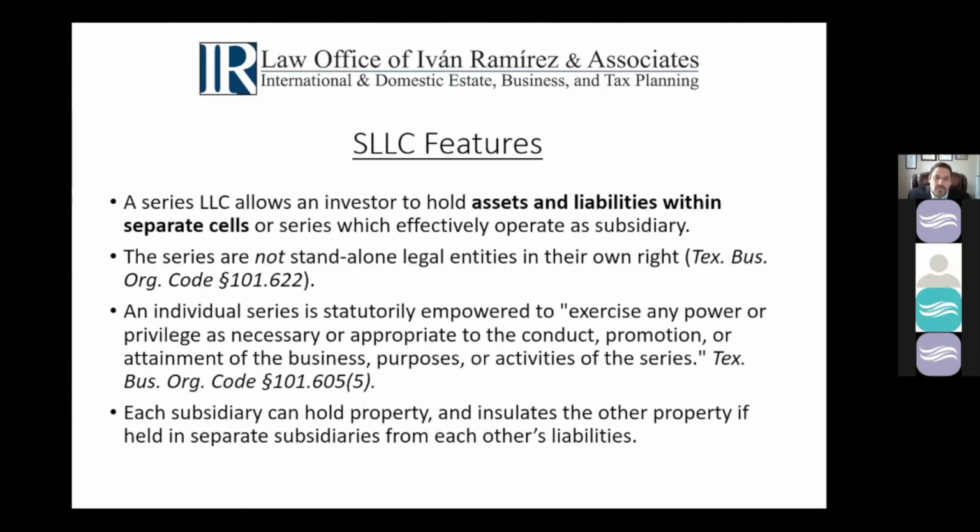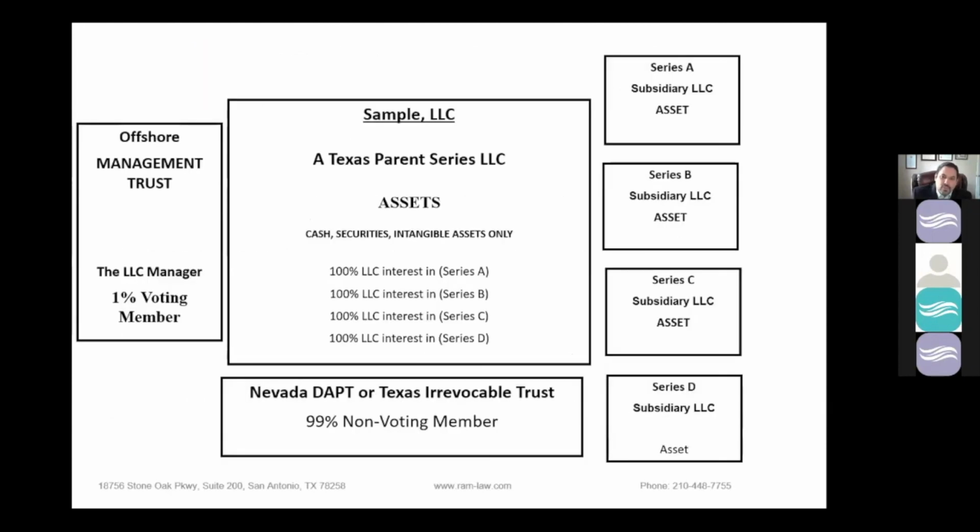Now, to create a series LLC, all you have to do is file the certificate of formation with the Secretary of State. Previously, to create the subsidiary series, you had to file an assumed name certificate with the county, but the law changed a couple of years ago, and now we just have to file an assumed name certificate with the Secretary of State, and that's how we create the subsidiary cells that you see there on the right.